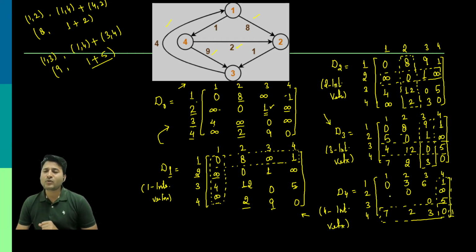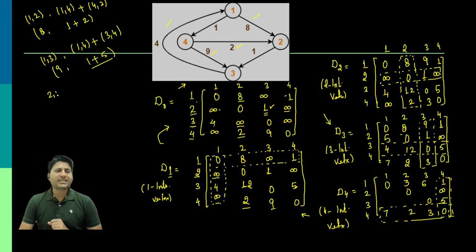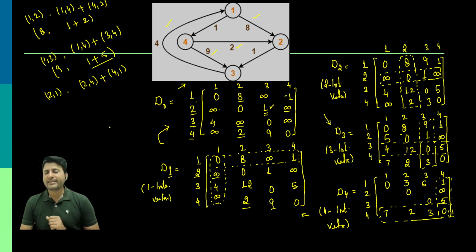Moving to the second row, 2 to 1. The distance between 2 to 1 when the fourth vertex is made an internal vertex will look like this. 2 to 1 is given as 5 in D3. 2 to 4 is given as 1 and 4 to 1 is given as 7. So the shortest between 5 and 8, obviously, is 5. So this entry comes out as 5.